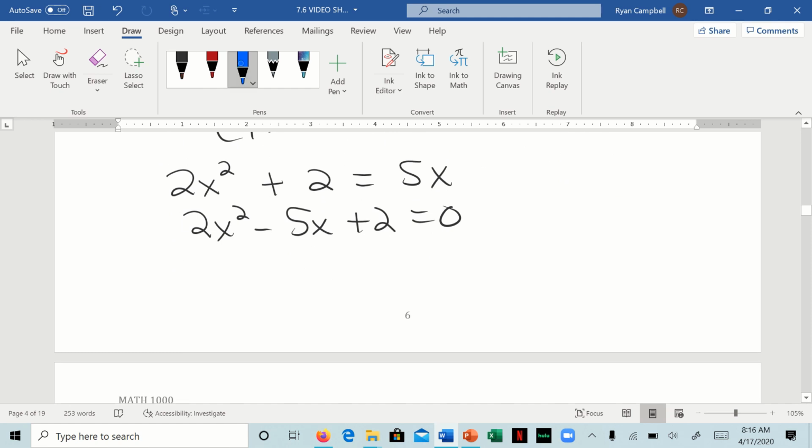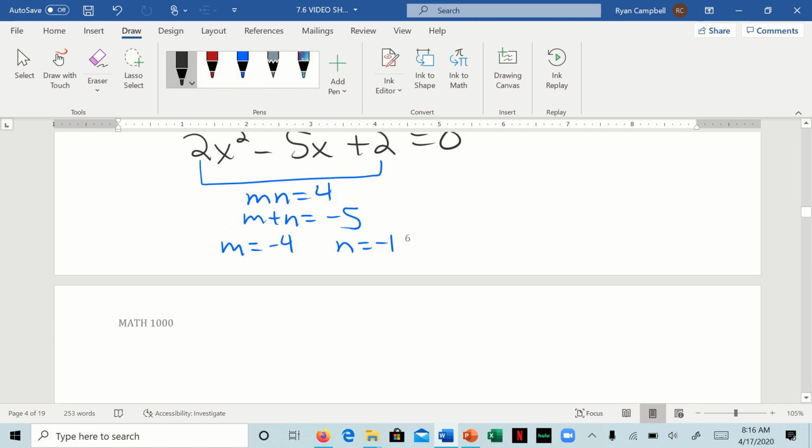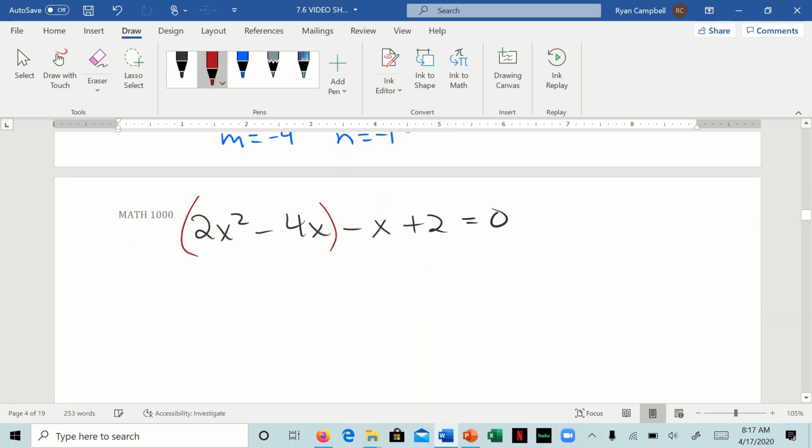So we can use factor by grouping, right? What two numbers multiplied gets you 4, adds gets you -5? And we can see that that's -4 and -1. So 2x squared minus 4x minus x plus 2 is 0. Group them up. Remember to include the negative.